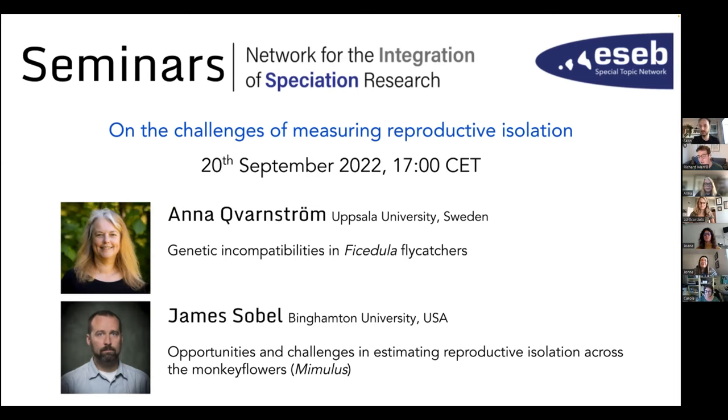But most importantly, she's done some really fantastic work over the years on evolution, ecology and genetics, specifically focusing on flycatchers, but also on poison arrow frogs. This is spread across a whole number of different questions, many of which relate to behavior and ecology, but also importantly for us today, speciation. And I believe today she's going to talk about genetic incompatibilities in the flycatchers. So I will leave it to you, Anna, and thank you for joining us. I'll stop sharing my screen.